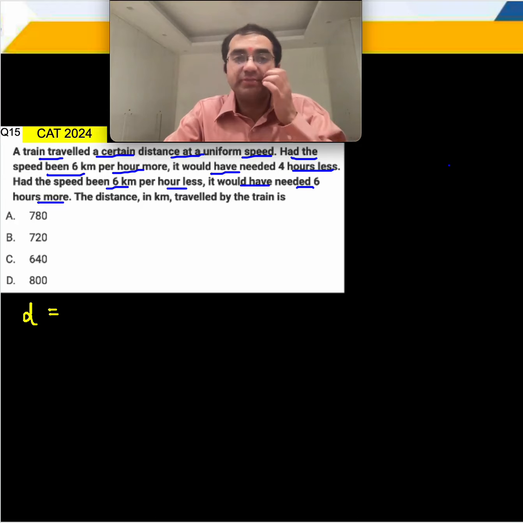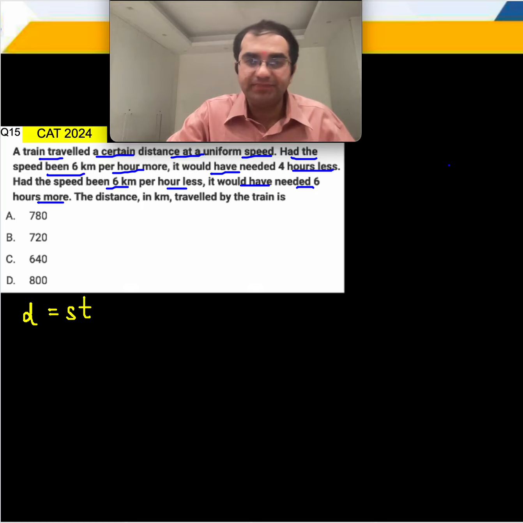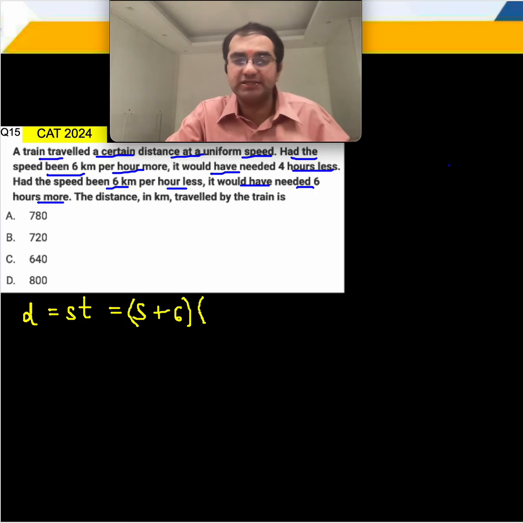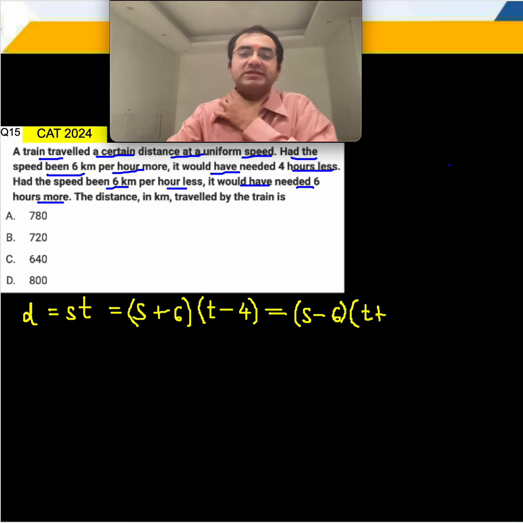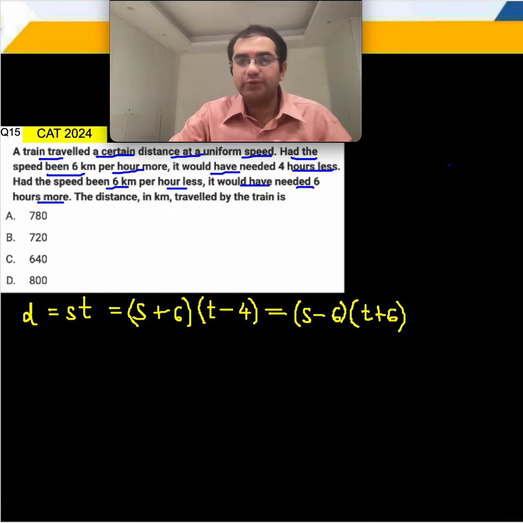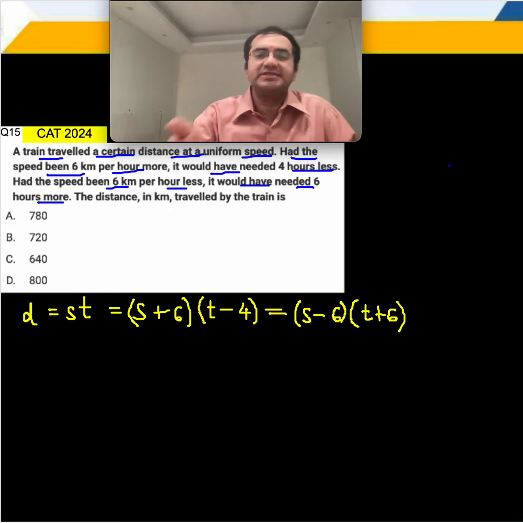Distance d, original speed is s, time taken is t. If speed is 6 more, s plus 6, time becomes 4 less, that becomes t minus 4. If speed is 6 less, that's s minus 6, then time will become 6 more, that's t plus 6. These are your equations. Solve for s and t. s into t is the answer.